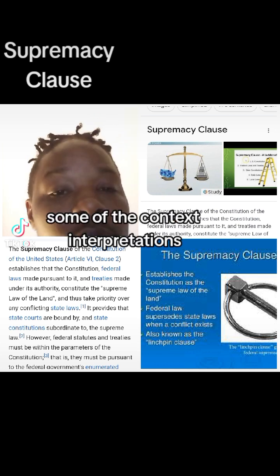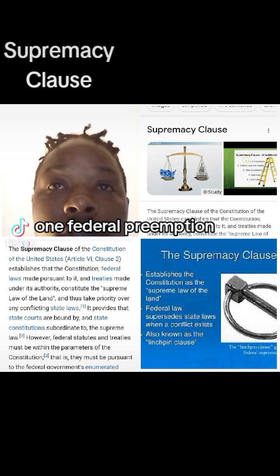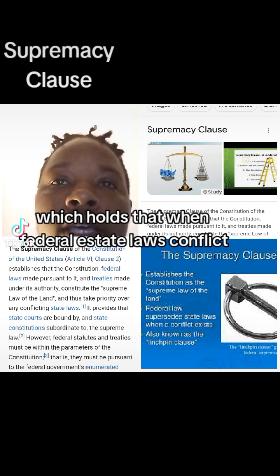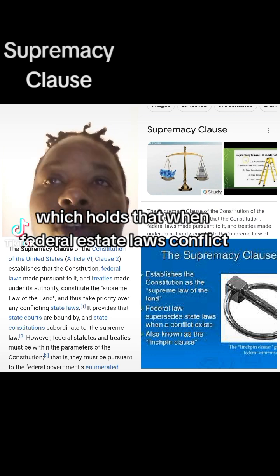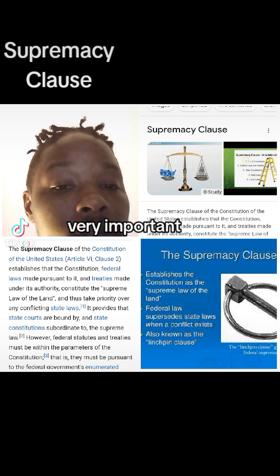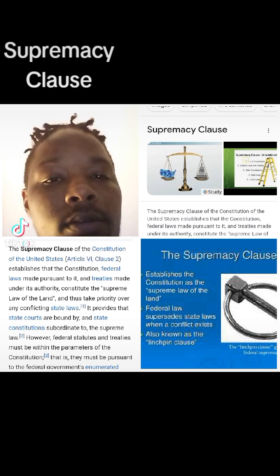Some of the context interpretations. 1. Federal preemption. The Supremacy Clause is the basis for the doctrine of federal preemption, which holds that when federal and state laws conflict, federal law takes precedence. Very important. State laws that interfere with federal laws are thus rendered invalid.